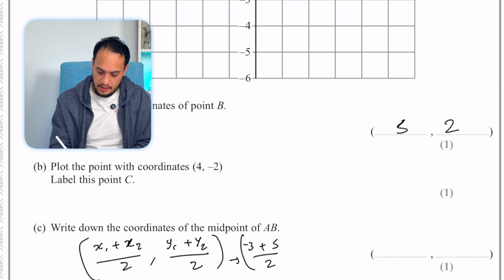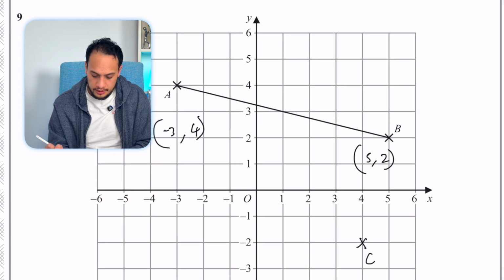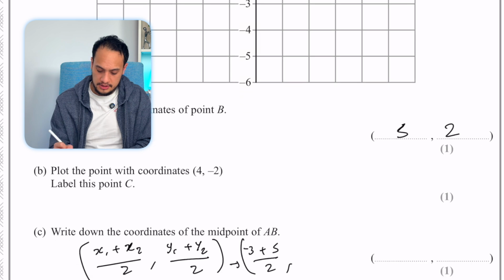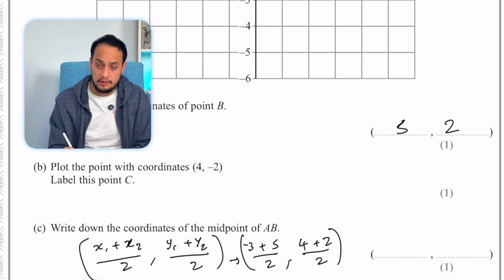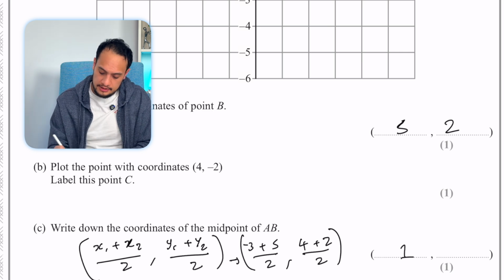over 2, and then our y coordinate is 4 plus 2, so 4 plus 2 over 2, and then when we evaluate that, we'll get positive 2 when you add the minus 3 and 5, and then you divide that by 2, which is 1, and 4 plus 2 is 6, and then you divide that by 2, and that will be 3. So you get 1, 3.